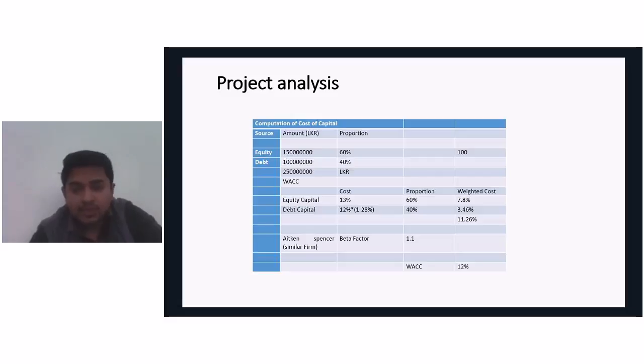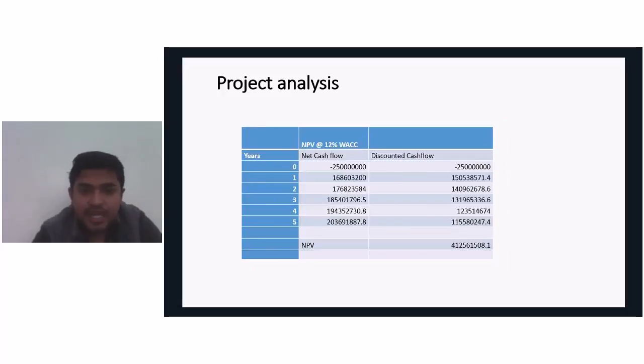Based on that, in order to cover the volatility in the market, I have adjusted 1.1 as a beta factor. This is the beta factor I obtained from a similar firm which operates a similar hotel, Aitken Spencer, which operates in the same area in Pasikuda. Based on that adjustment, I have arrived at 12% as the weighted average cost of capital. This is the project NPV at the 12% weighted average cost of capital. Through the discounted cash flow, we can see 412 million, which is a positive NPV value.